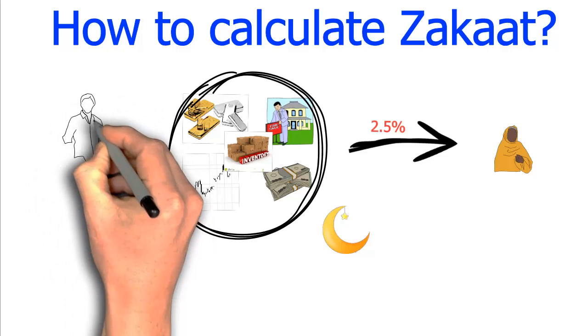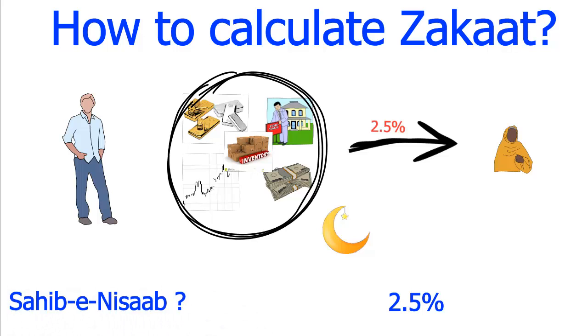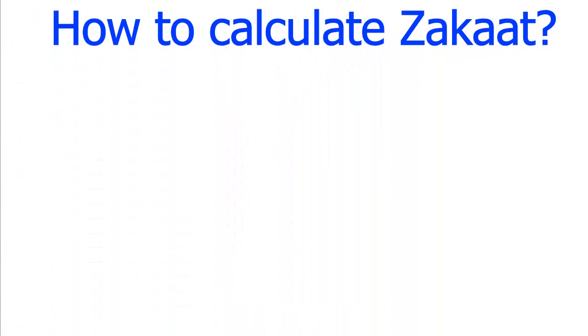But who needs to pay this? Who actually needs to pay it? Well, that's someone who is sahib nisab. So let's just go over this again. The easy part is the 2.5%. Everybody remembers that it's 2.5%. But where it gets challenging and where it needs further explanation is exactly who is sahib nisab and exactly which assets we are talking about. What do we take 2.5% of?